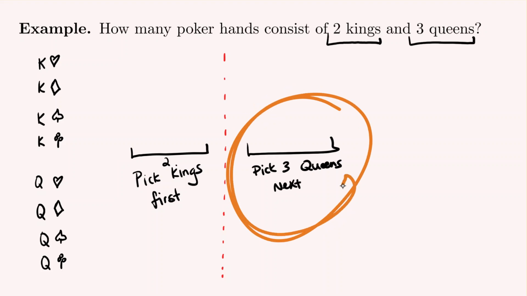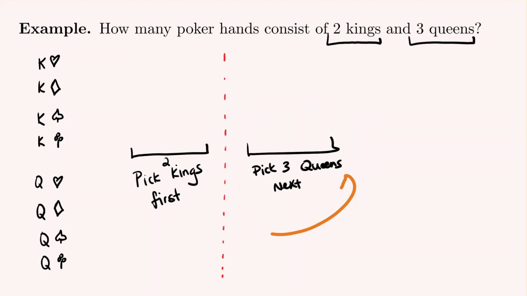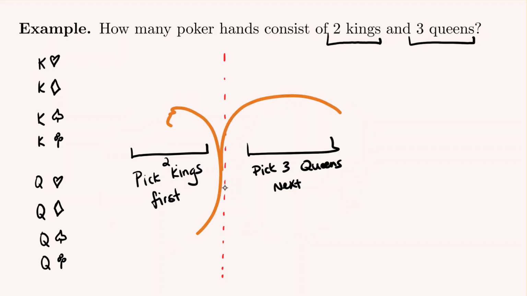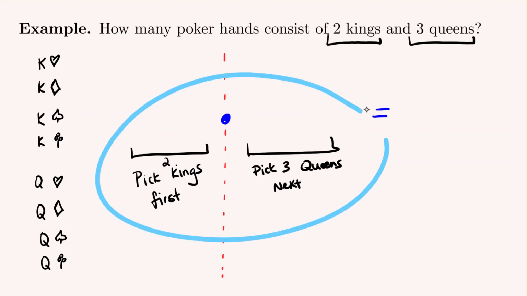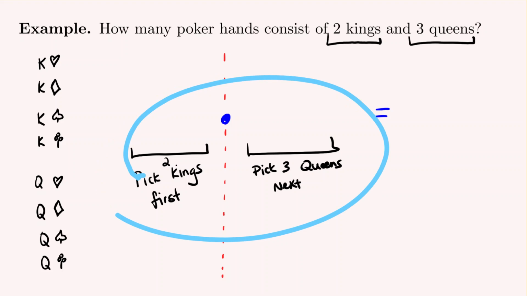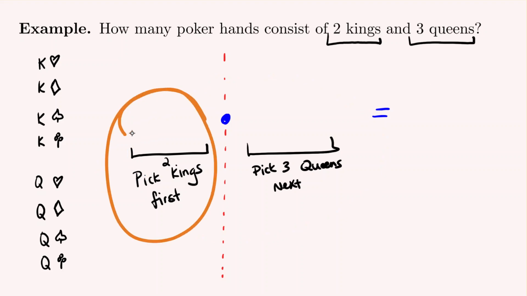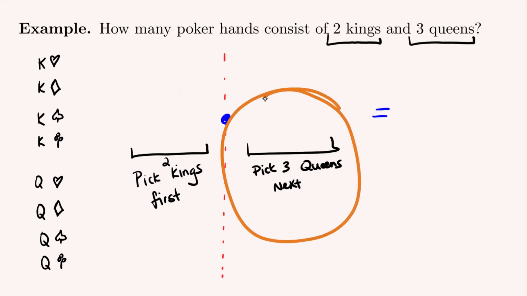And then remember, if you can break an entire process into pieces, once you know the number of ways the first piece occurs, the number of ways the second piece occurs, then by what we learned in our last video, we would just multiply those together, and that's the total number of ways the entire process could occur. So this is kind of our meta structure of the problem. Now we still need to figure out how to pick 2 kings and how to pick 3 queens. Once we know that, we multiply it together and we're done.